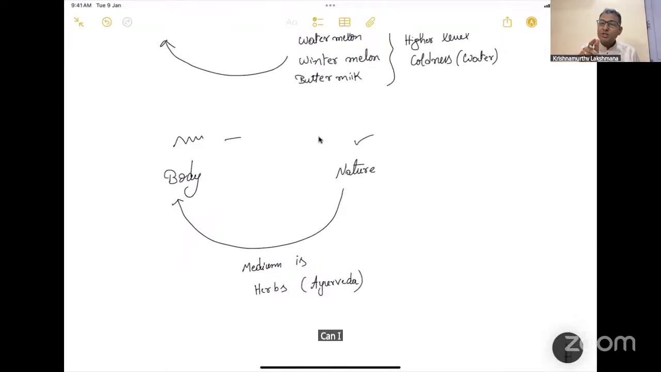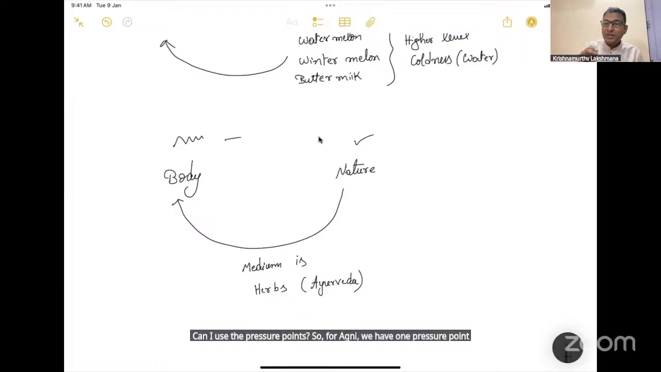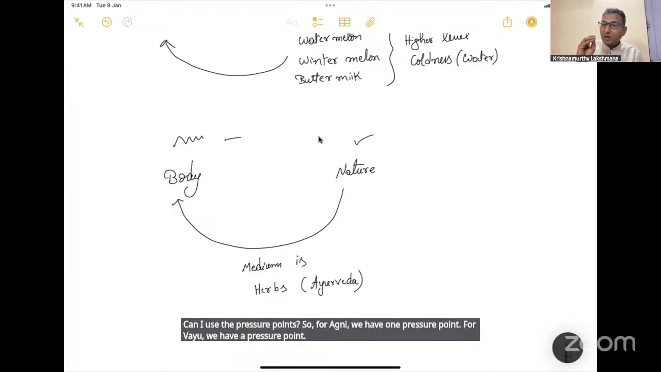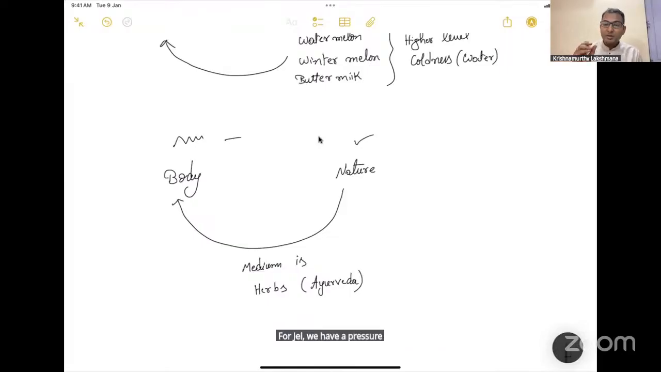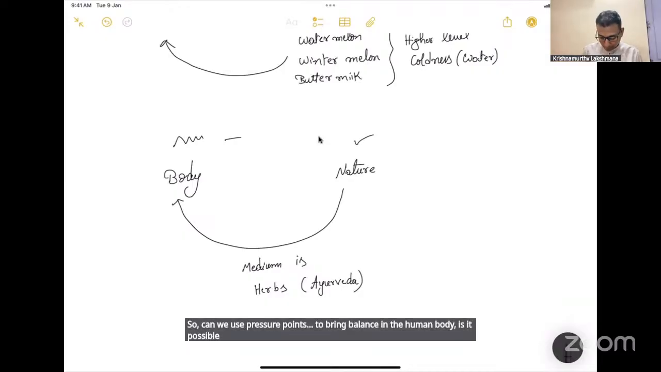Now, instead of using the herbs, can I use the pressure points? For Agni, we have one pressure point. For Vayu, we have a pressure point. For Jal, we have a pressure point. For Prithvi, we have a pressure point. For Akash, we have a pressure point. So can we use pressure points to bring balance in the human body? Is it possible? Yes.